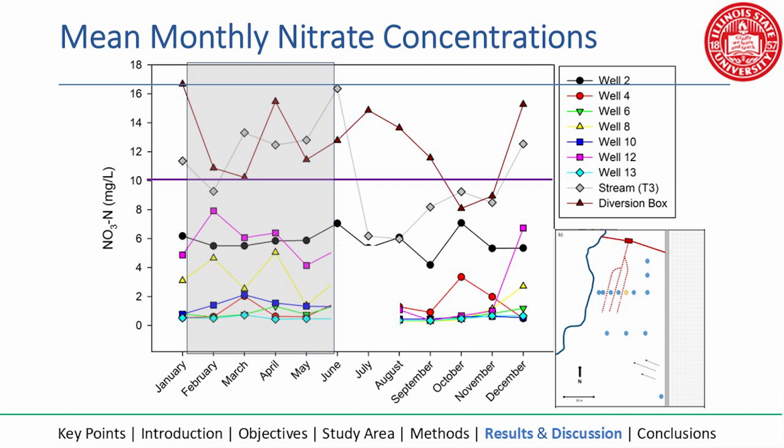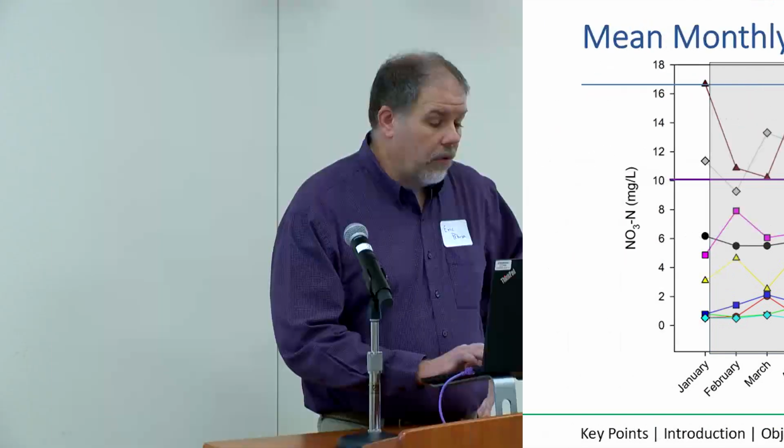When it does flow, the concentrations in the tile are high. Here's the 10 milligram per liter of nitrate as nitrogen, which is the EPA standard, and the tiles have concentrations that are higher than this limit. For reference, we also plot the stream, so you can kind of get a sense of what the concentrations are in the stream. In terms of the wells, all have rather consistent concentrations during the period when the tile is running.